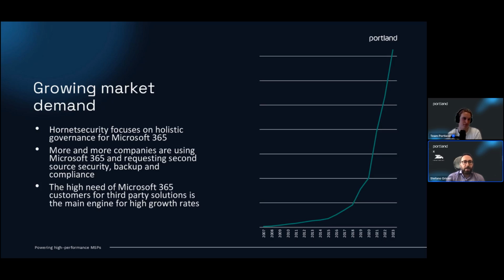So why are we talking now about cybersecurity and about Hornet Security? This is something that Robin said previously, but the goal today is really to focus on Microsoft 365. Why is that? Because more and more companies are using this tool, and they are requesting a second source of security for backup and also for compliance. The high need of Microsoft 365 customers for a third-party solution is really the main engine for the high growth rates.